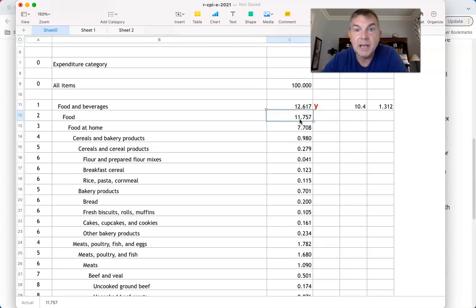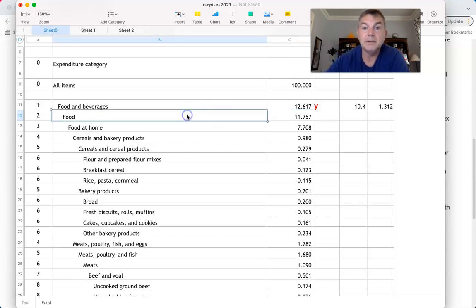I think the older you get, the less you actually eat out. I know a lot of people disagree with that, but the numbers don't show their side. They show that older people eat out less and less and less. Anyway, it's interesting. So, food at home.